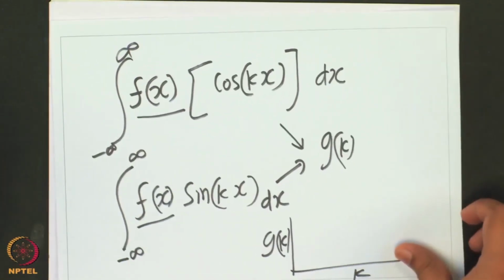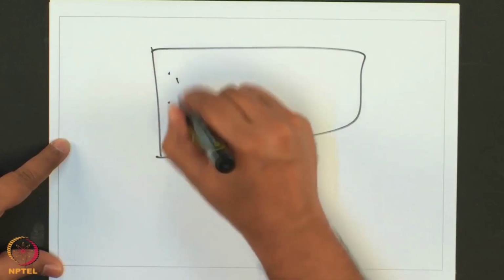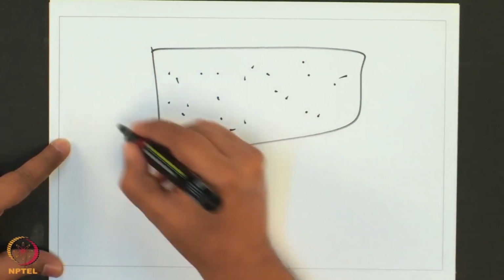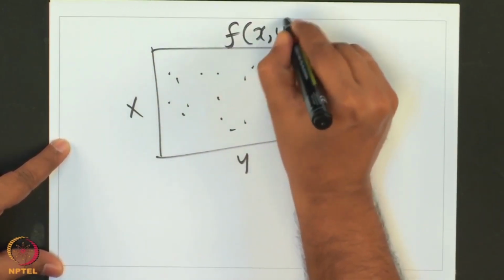Even if you have a figure, if you have a photo, what you have essentially is two-dimensional information. You have some picture which is, as we said, some two-dimensional pixel information, which is x and y, and what you have is f of x comma y.